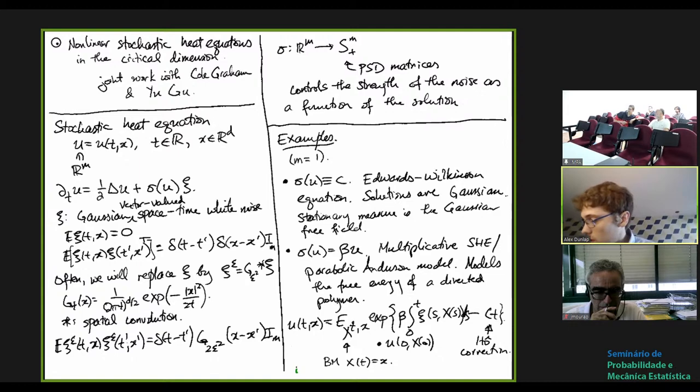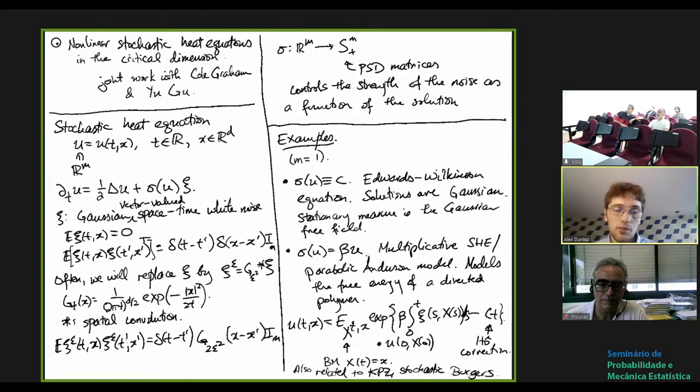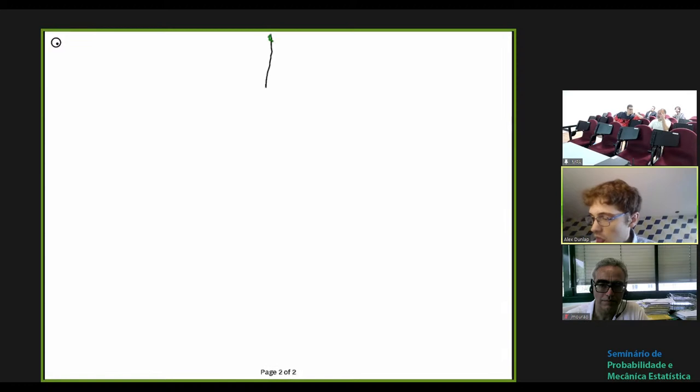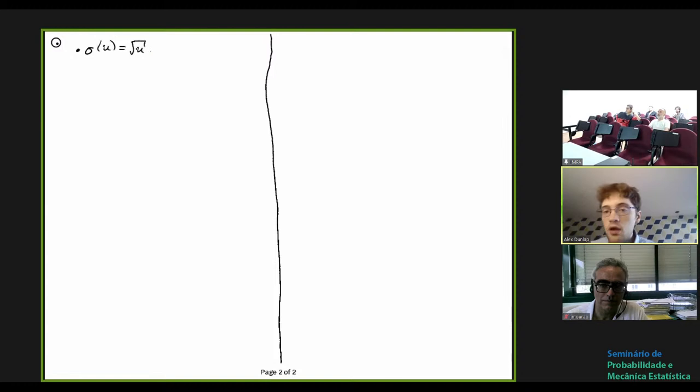This is the one that's related to the KPZ equation and the stochastic Burgers equation by the Cole-Hopf transform. So if you know about these things, this is the model that's related to those. Let me just do a couple more quick examples. We can also take sigma of u to be the square root of u. And this gives an equation that's solved by something called super Brownian motion.